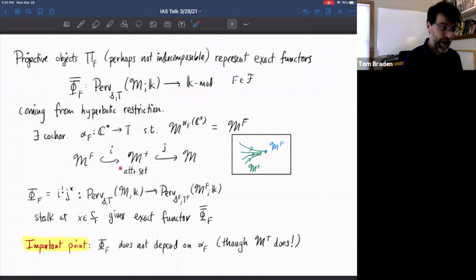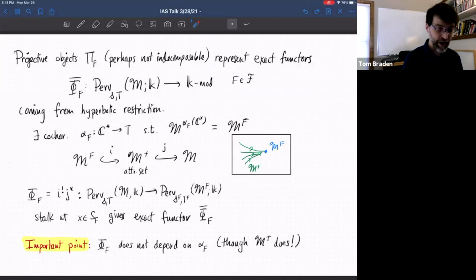The point is that the attracting set is Lagrangian in every stratum, so it's half the dimension of the stratum, and that plus a little bit of playing around with hyperbolic restriction formally implies that the functor is exact. And then to show that the functor is exact even if you're restricting to a larger fixed point set, well, it's going to be exact restricting to a generic point, because you can restrict to a normal slice and use the same argument.